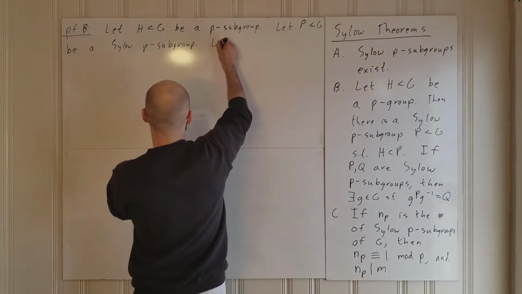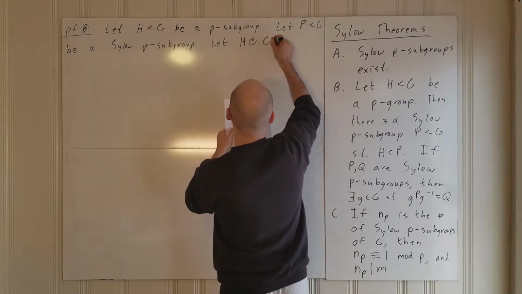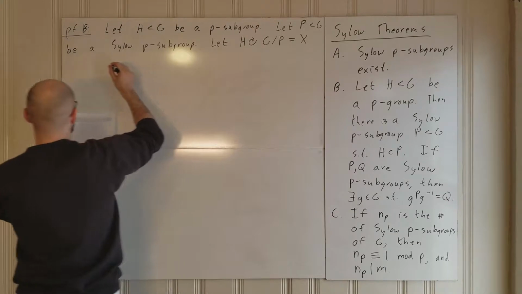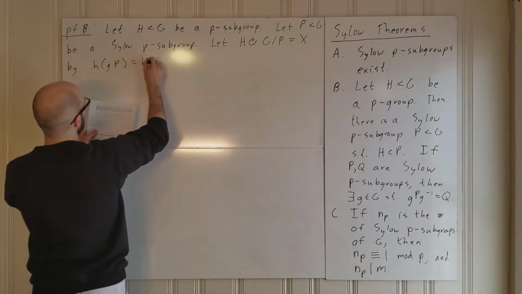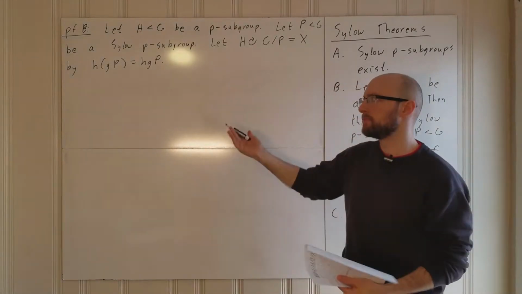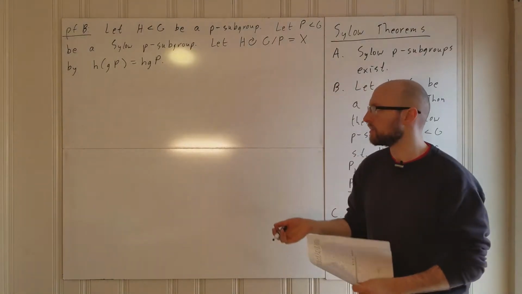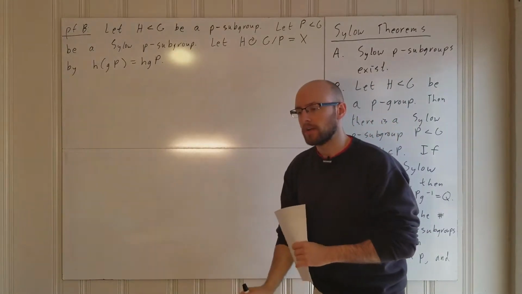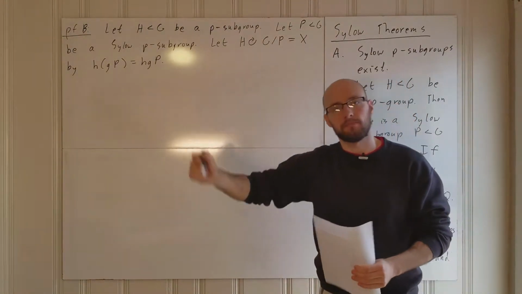So anyways, let H act on G mod P, which we are going to define to be X, by H acting on gP being just hgP. You should be able to see from this that this is going to be a group action, but you can check it in more detail if you want. Also, one thing to keep in mind is that X, G mod P, when we were talking about modding out by subgroups, is always going to be a set.